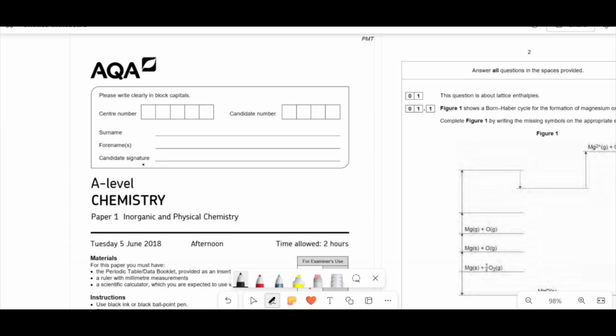Hello everybody, welcome back to another episode of the A-Level Cookbook. Today we're going to be going through the AQA A-Level Chemistry Paper 1 from June 2018, so let's get started.